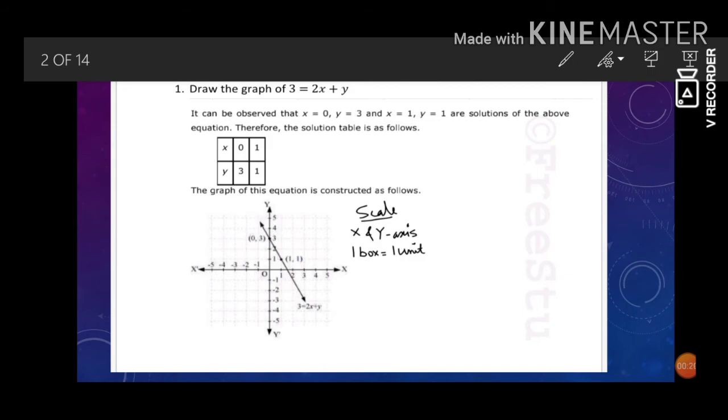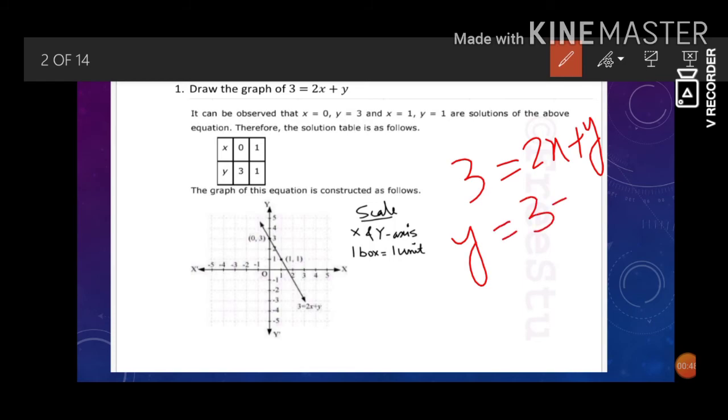So first, to draw this graph, we need to construct the ordered pair. That means the points with which we can draw a line. First we can subject either of the two variables. Here we have 3 = 2x + y. We can subject y, so y = 3 - 2x. For different values of x, we can get different values of y.